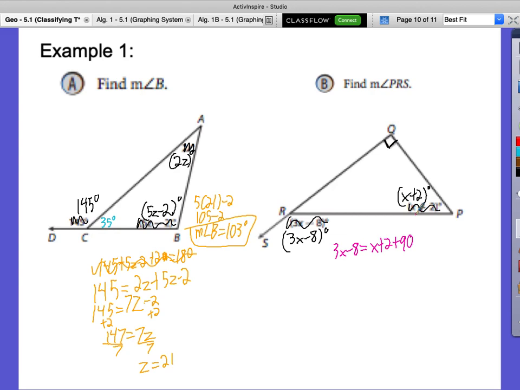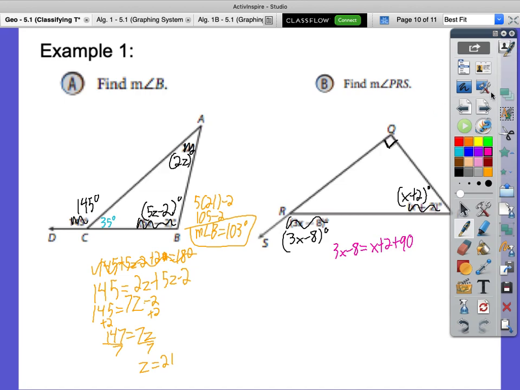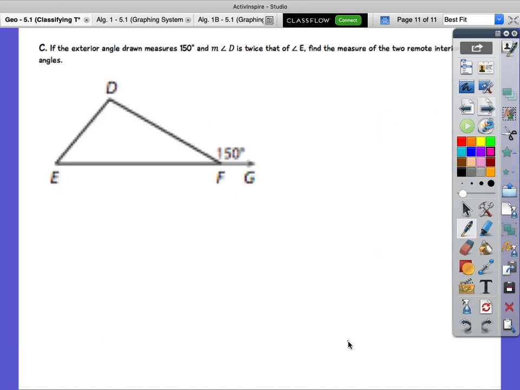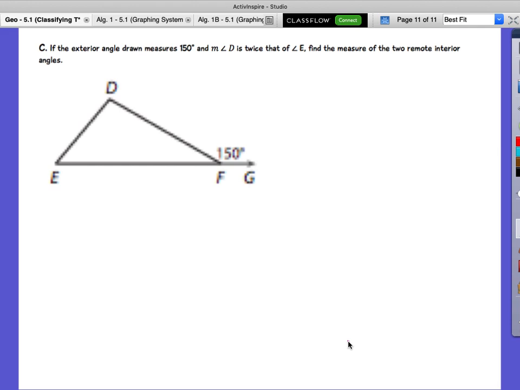Okay. Now if we look down at the bottom one there, it starts saying some stuff about having it twice the measure. So on letter C, if the exterior angle drawn measures 150 degrees, and measure angle D is twice the measure of angle E, we're trying to say what would this end up being. I want to give you guys a second to see if you can set this one up correctly. Don't have to solve.